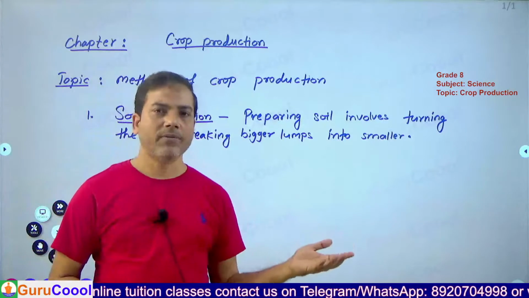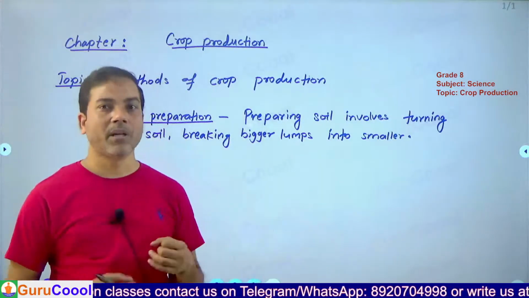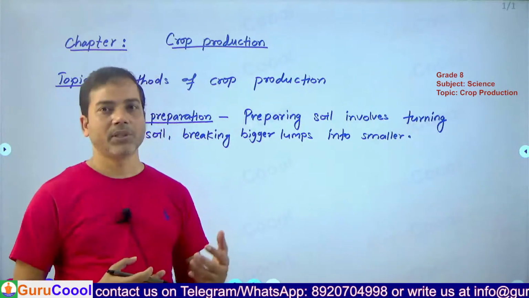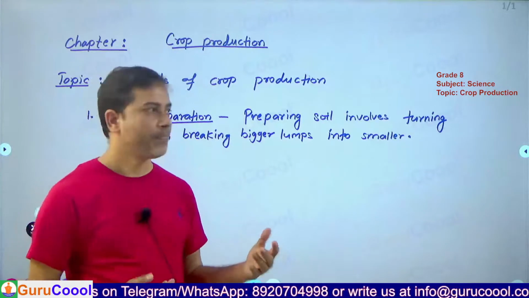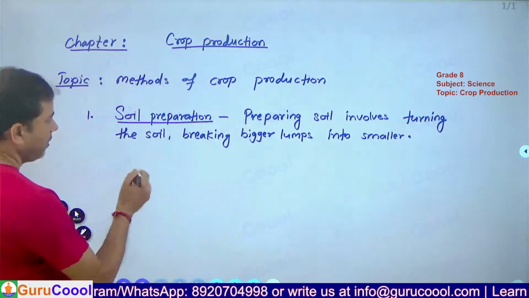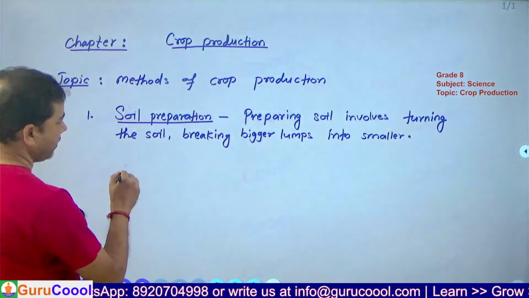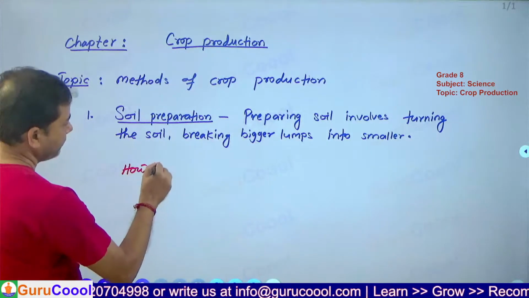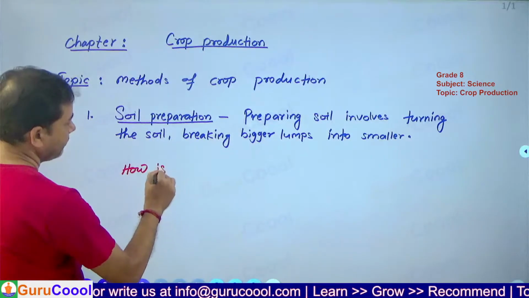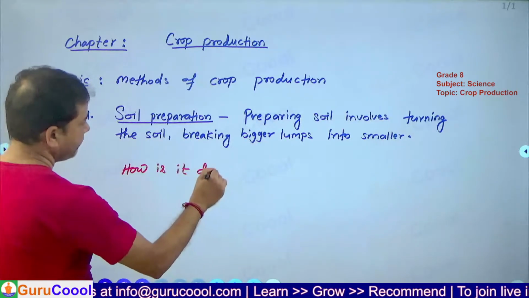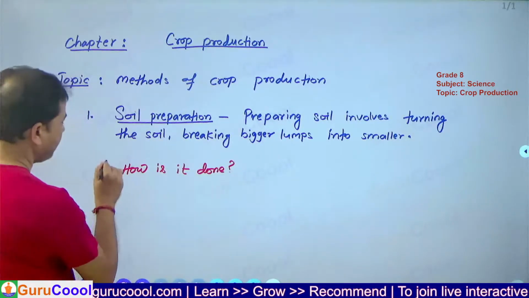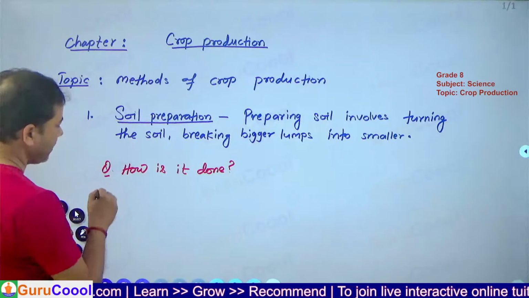Machines also are of different kinds. Some machines may be less efficient, some other machines may be more efficient. So, let us put a question here. How is it done? We can put an answer here.